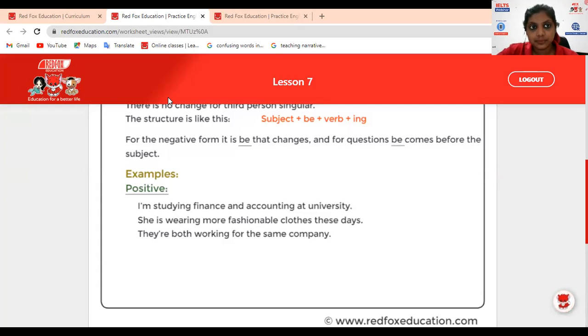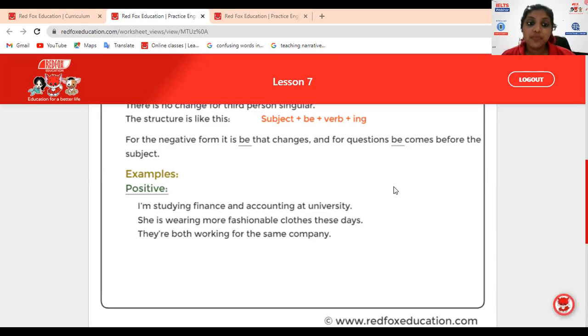I am studying finance and accounting at university. Okay, wonderful. Yes, go ahead, Sonia. I'm studying finance and accounting at university. Next. Sonia, are you there? Oh, sorry. It was unmuted actually. Go ahead. I'm studying finance and accounting at university. She is wearing more fashionable clothes these days. They are both working for the same company. Superb, Sonia. Thank you once again.